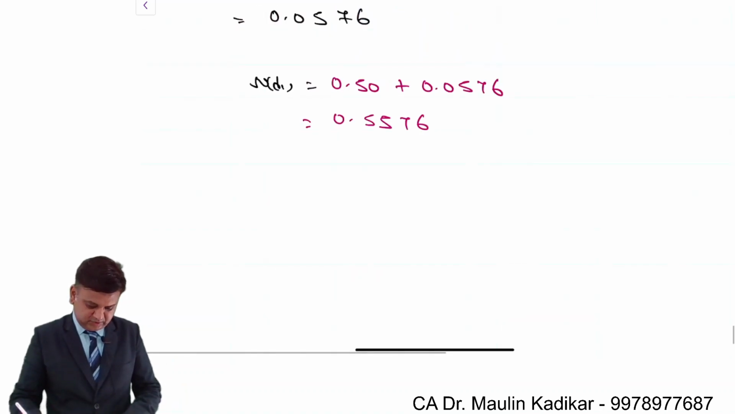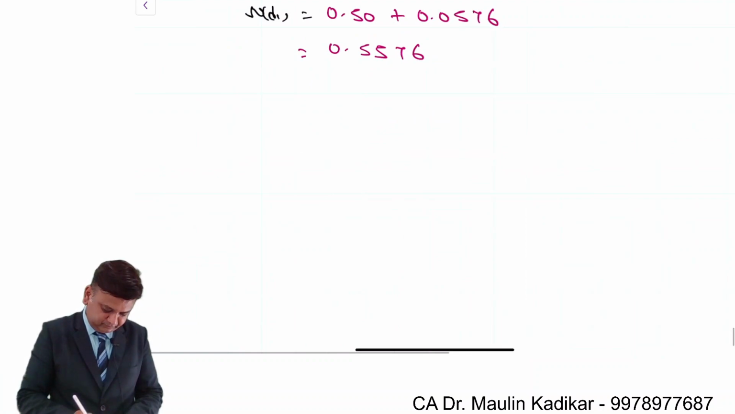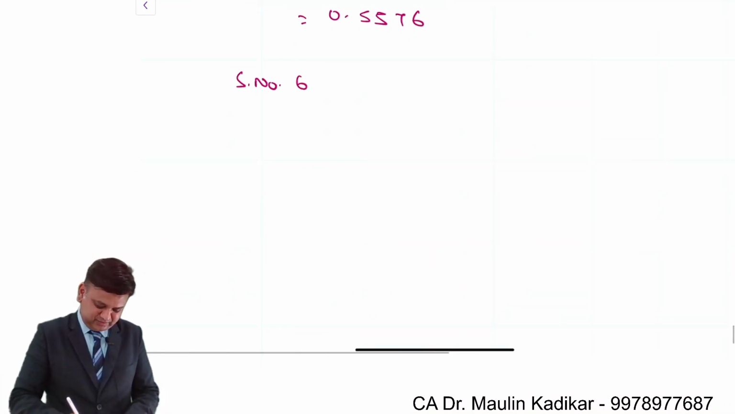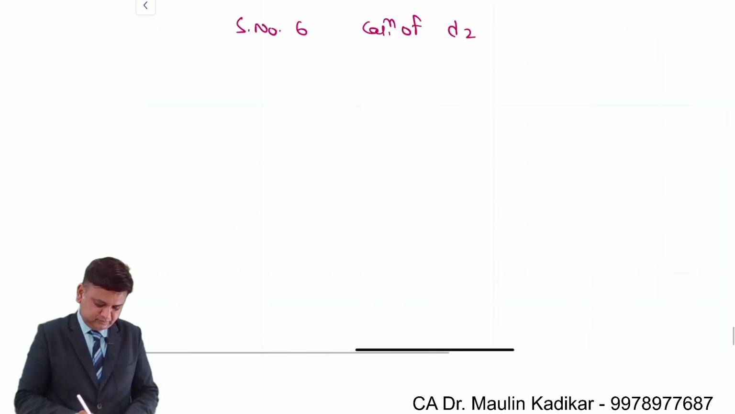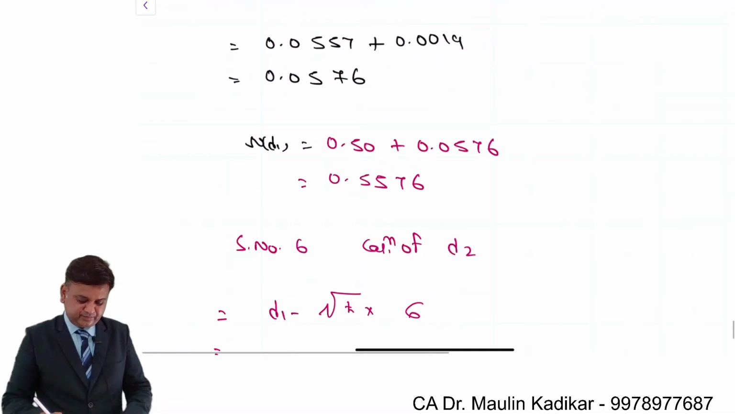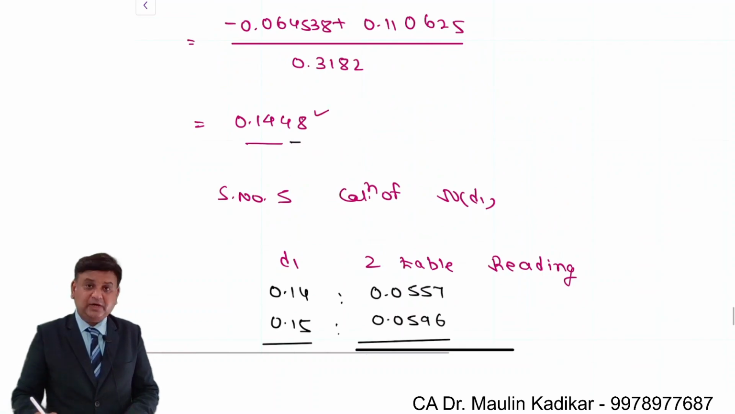So, step number 6. Calculation of D2. It will be found as D1 minus under root of time period into standard deviation. What is the value of the D1? Value of the D1 is 0.1448.